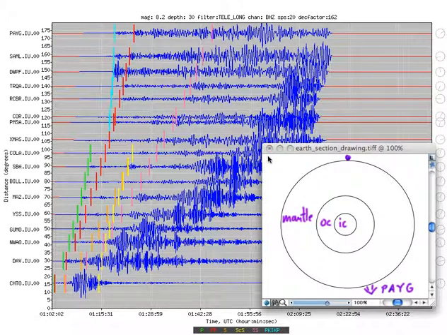Now let's look at the same record section, but a different station. I'm going to look at the station PAYG, which is almost 180 degrees away from the earthquake. I've drawn it down here. And what you'll notice right away is that the number of arrivals are fewer. There's no direct P wave and there's no direct S wave. And the reason for that is that the core gets in the way.